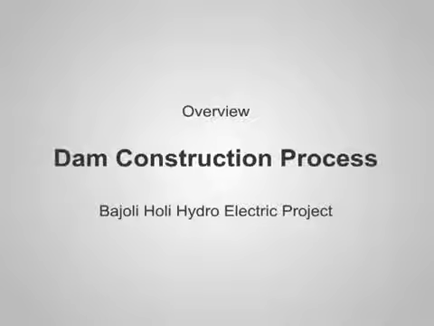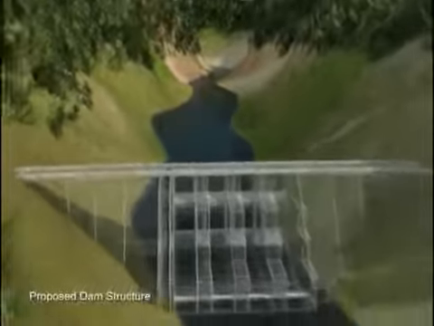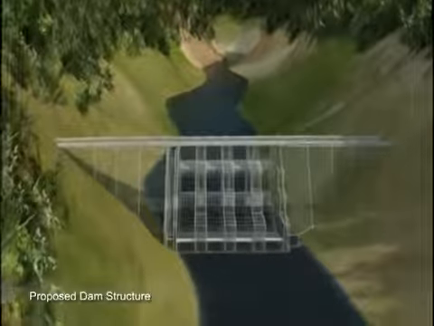Welcome to the dam site of the Bajoli-Holi Hydroelectric Project. The dam is situated across the Ravi river near village Bajoli in Himachal Pradesh. Here we can see the terrain and location of the dam.